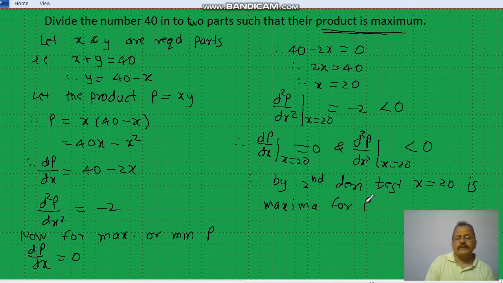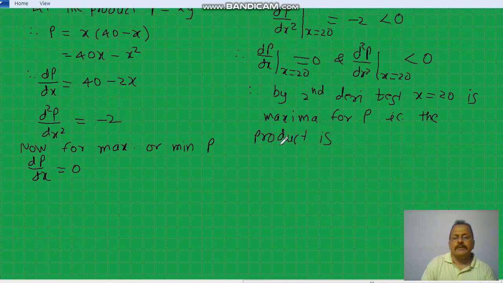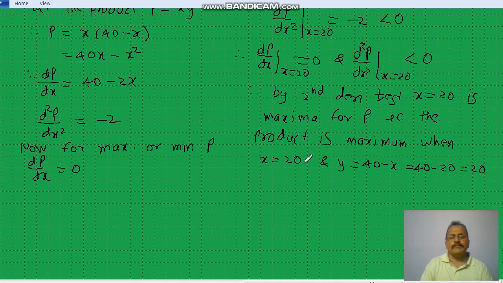for P. That is, the product is maximum when x equal to 20 and y is equal to 40 minus x equal to 40 minus 20 equal to 20, and therefore 20 and 20 are the required parts.